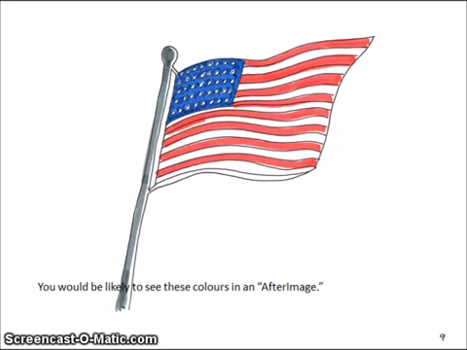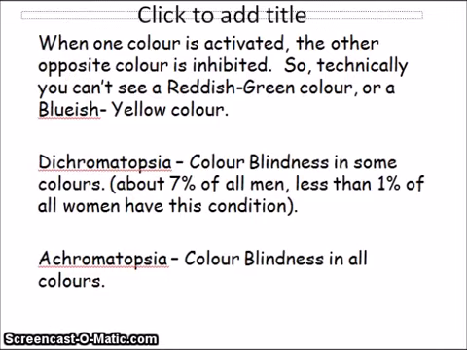So, how does this apply to opponent process? When one part of color vision is activated, the other part is not activated. It is inhibited. So that's really all that opponent process is. When one part is on, the other part is off. They can't both be on at the same time. Please notice dichroma and achroma. Achroma means no color, and dichroma means two.